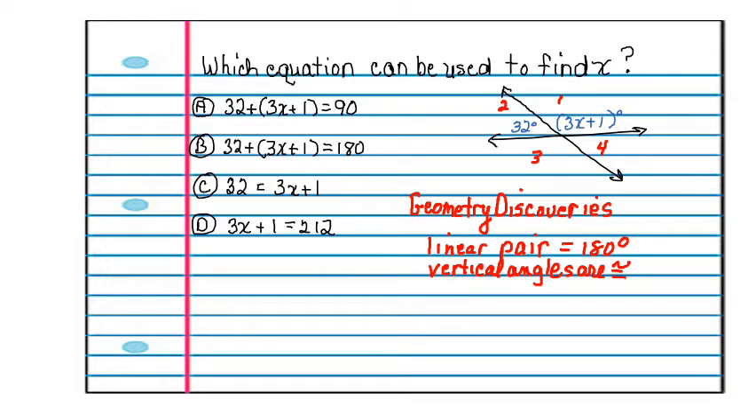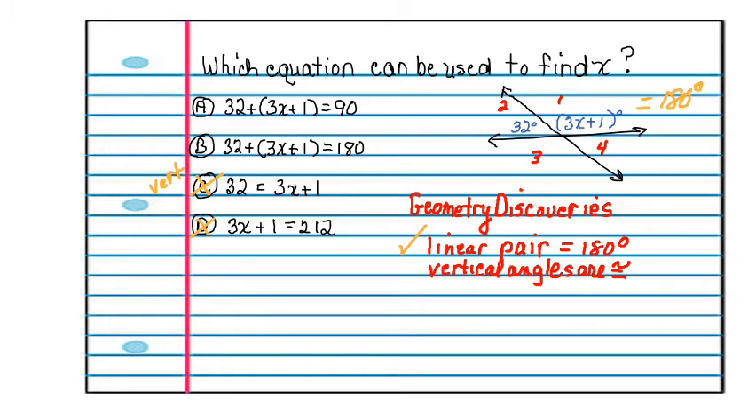Our discovery here is that we have two angles that are next to each other, so we know we have a linear pair. That means if we add them together, they should equal 180 degrees. Now I'm going to look for a statement that matches that. And going through A and B and C and D, C would be the vertical angles, and we already know they're not vertical angles. Really don't see anything about 212, so we can cancel that one out.